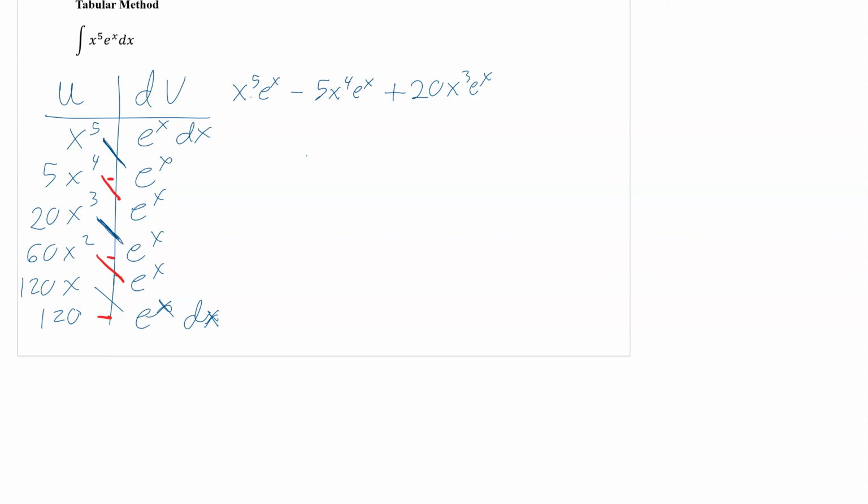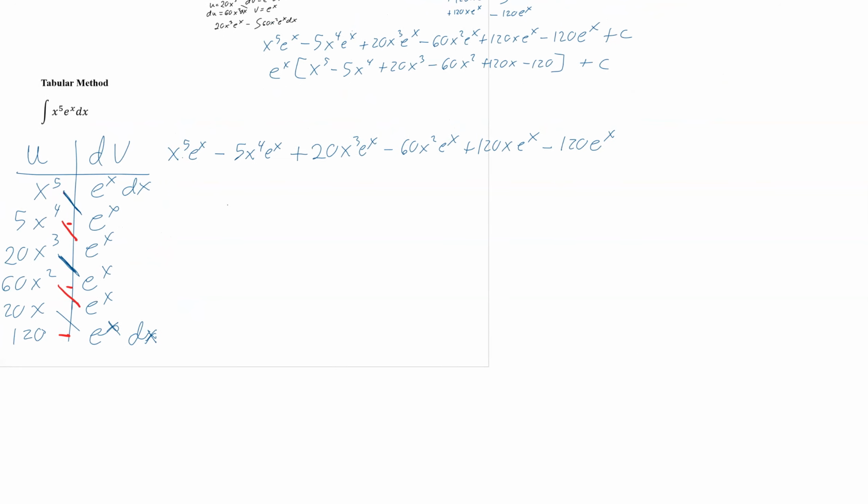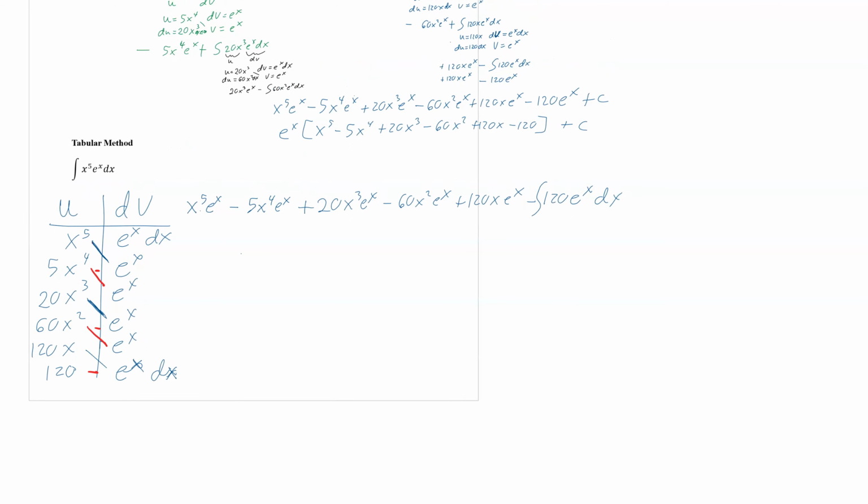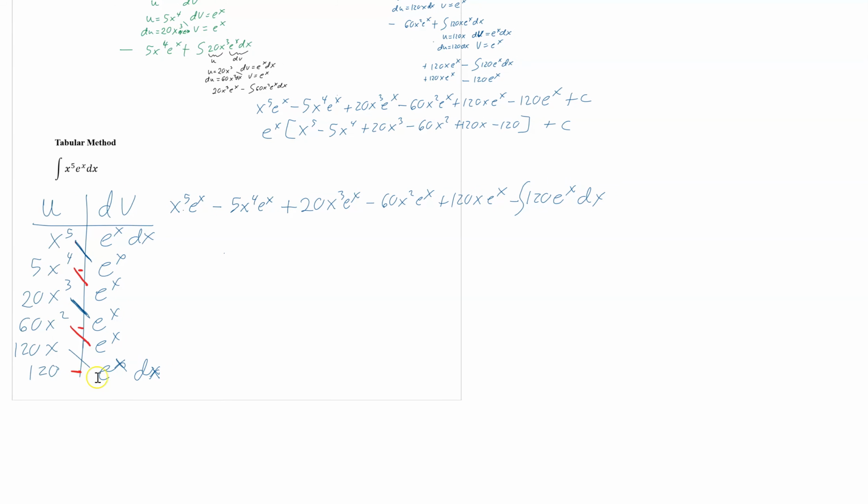That's it. So once you have the table, you can just write it. So it's minus 60x squared e to the x plus 120x e to the x minus, and then it's 120 e to the x dx, our integral. And that's our last one. So the last one is our integral that we need to finish, but we know we're done because it's nice. So you kept going until you get that 120. And then the integral of that is minus 120 e to the x plus c.